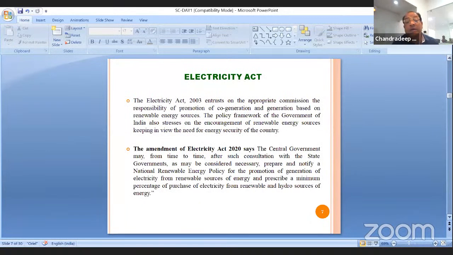So the journey of solar power had been started when Atal Bihari Vajpayee was the Prime Minister of India in 2003, when the Government of India had formulated the Electricity Act.